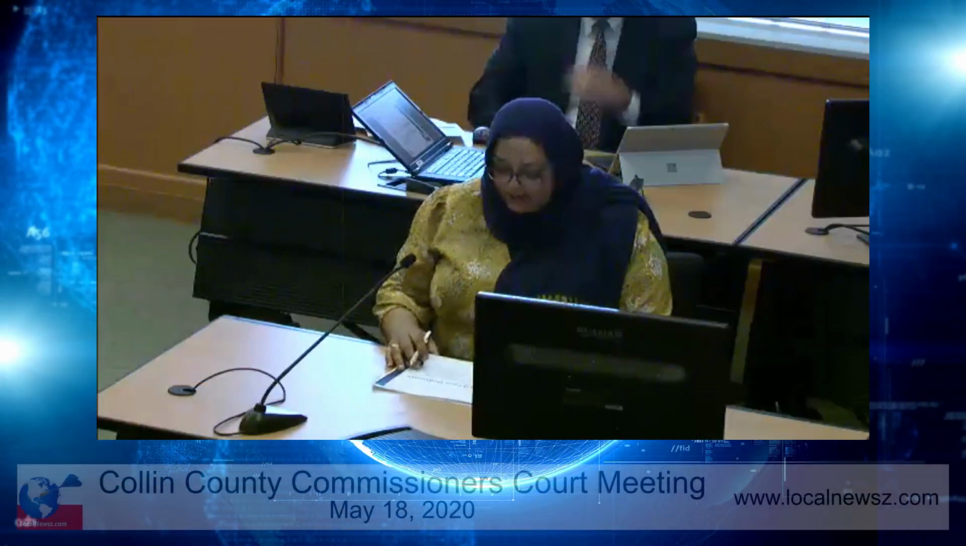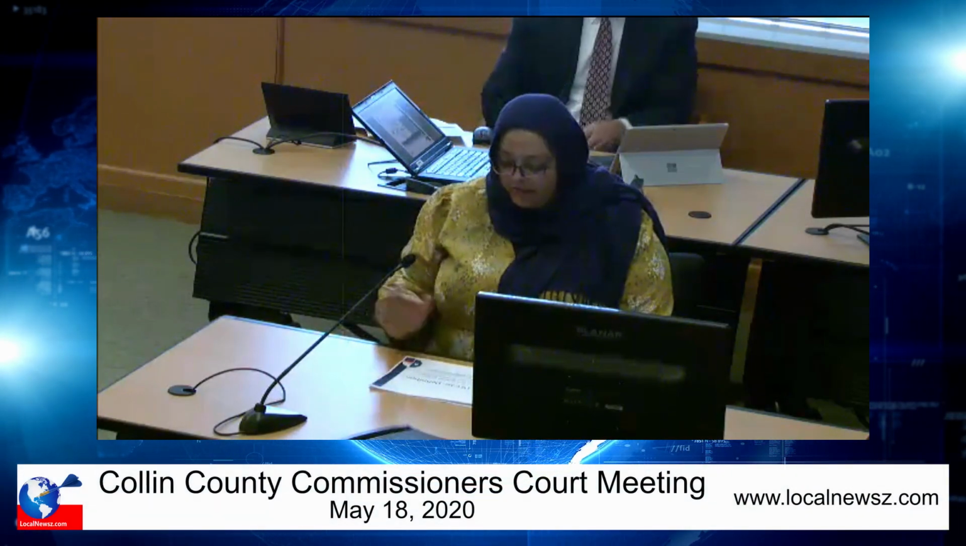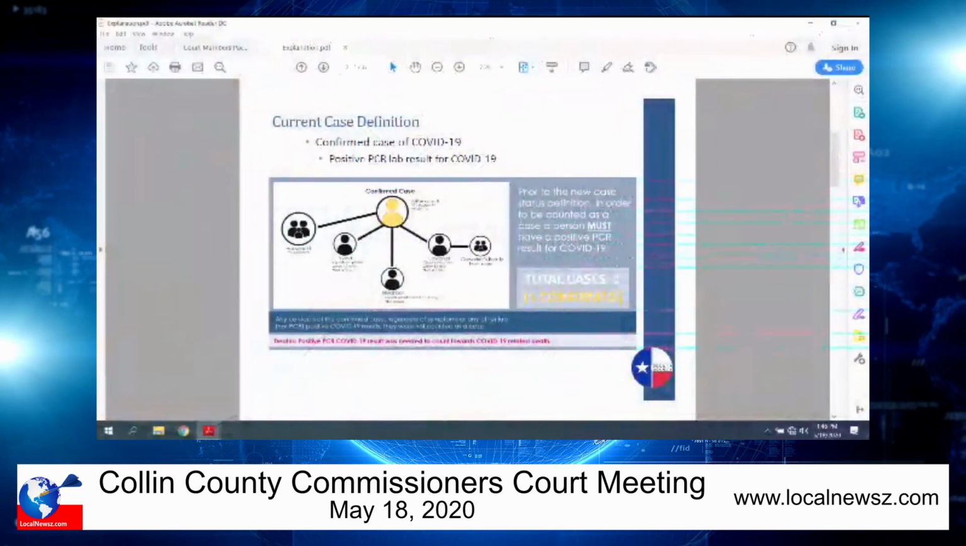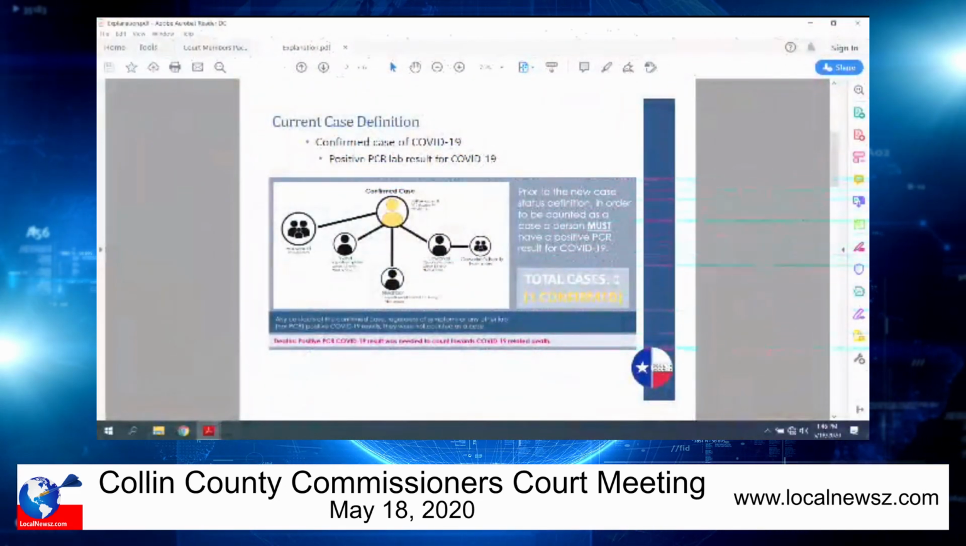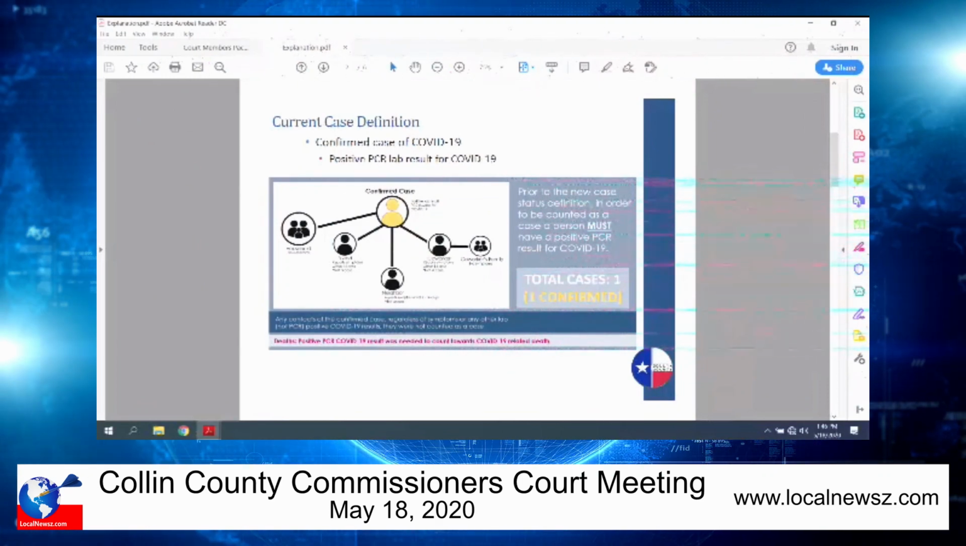I am with the epidemiology department with healthcare services. So this is a brief explanation on the changes that have been made to the COVID-19 case definition. So this image here will show you the current case definition.